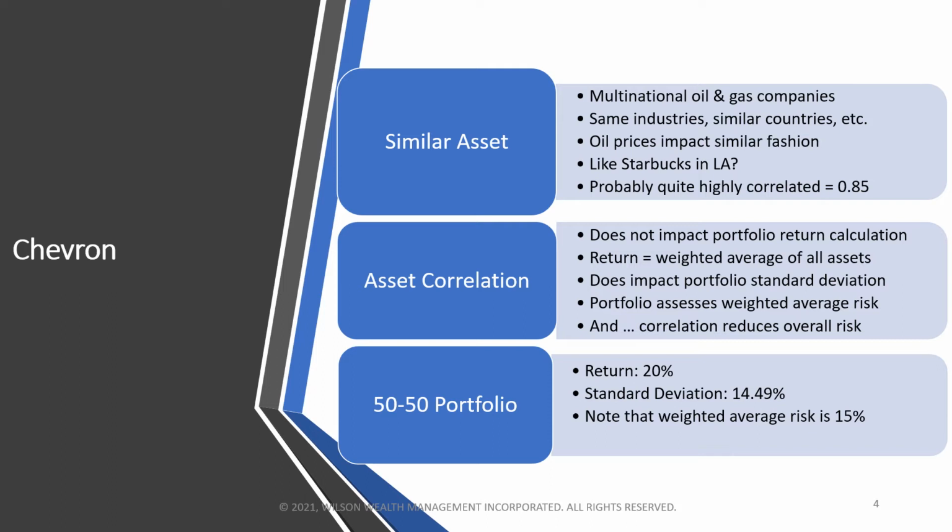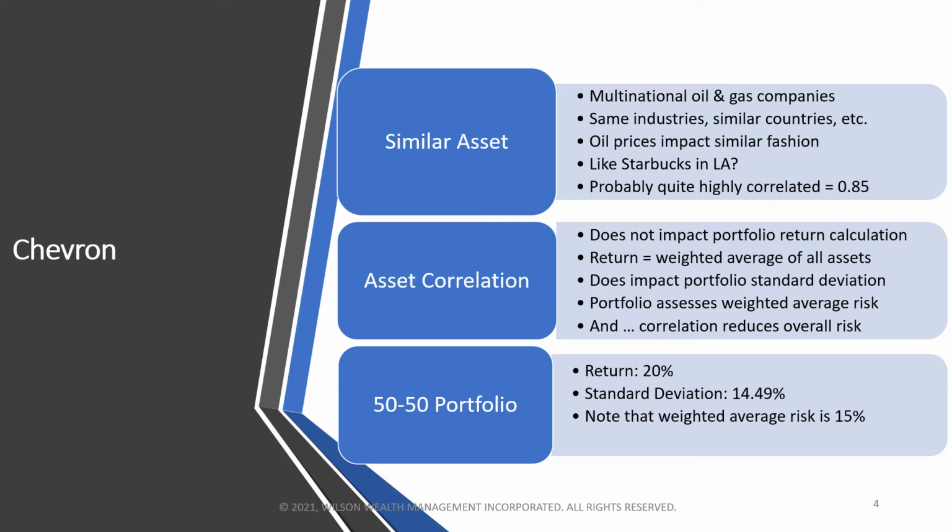And if we look at a 50-50 portfolio, we see that the return is just the weighted average, 20%. We have the expected return of Chevron at 25, the expected return of Exxon at 15, 25 and 15 is 40, divide by 2, 20%.